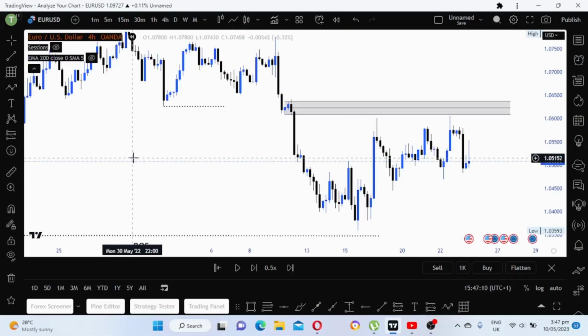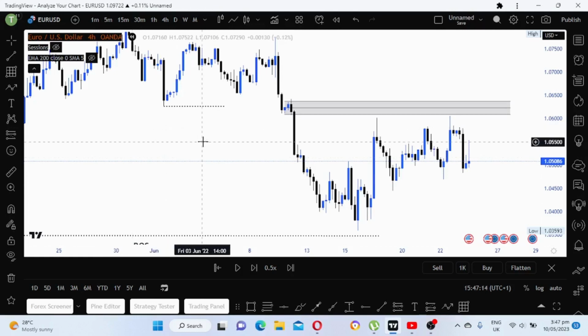Do you know why? Because there are too many fake outs, and it will be difficult if you don't know market structure. It will be difficult for you to trade those lower time frames. Guys, if you would like to learn more about these lower time frame entries, stick around until the end of the video so that you can get something.